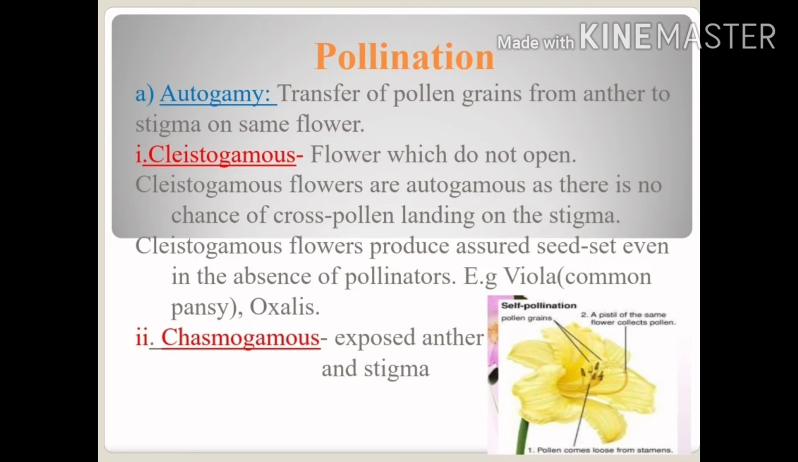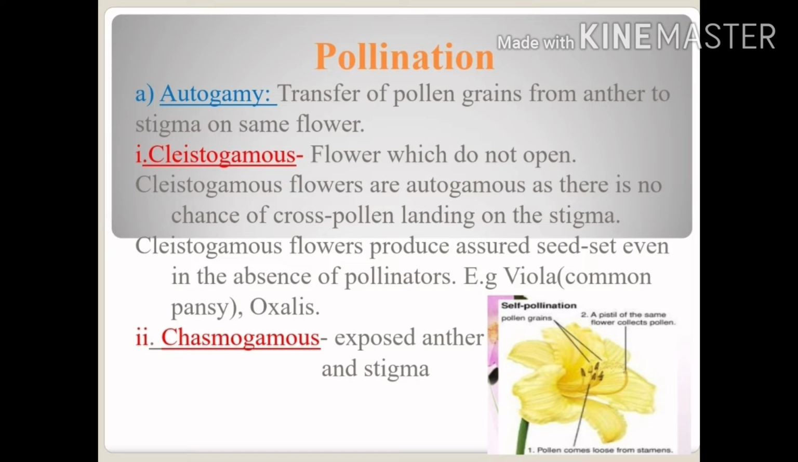Cleistogamous means flowers which do not open, means the flowers which are closed ones. The male and female parts are not exposed. Cleistogamous flowers are autogamous as there is no chance of cross pollen landing on the stigma. So as there is no chance of cross pollination, means no need of the pollinators. So here the examples can be viola and oxalis.